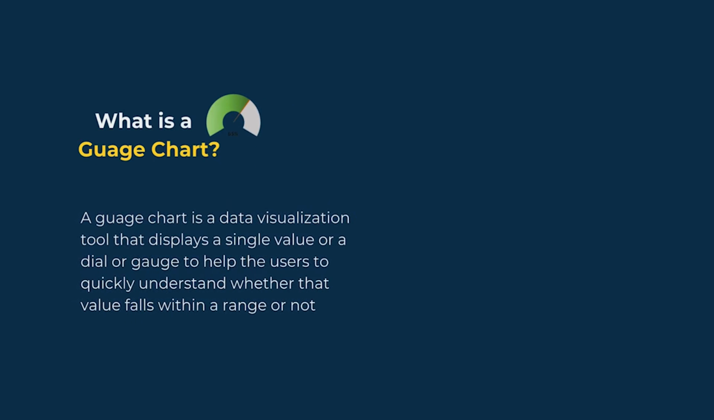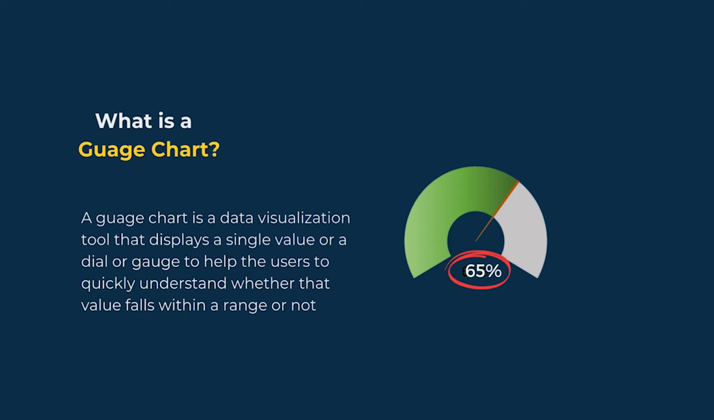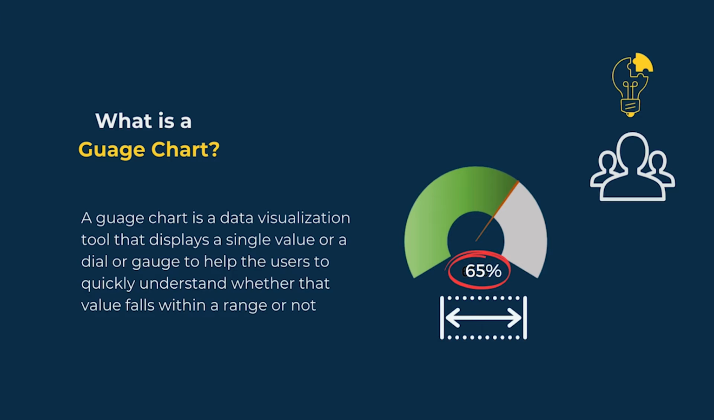So let's talk about what is a gauge chart. A gauge chart is a data visualization tool that displays a single value on a dial or gauge to help users quickly understand whether the value falls within a range or not.